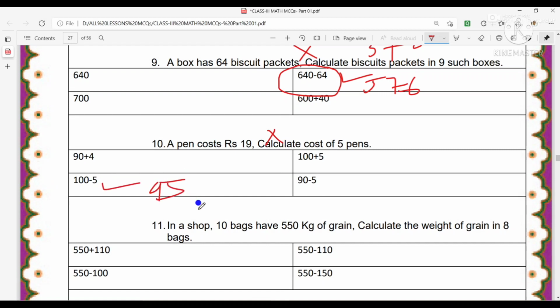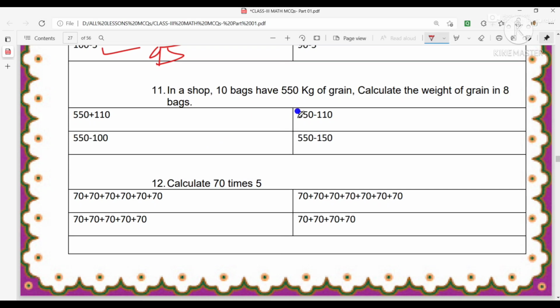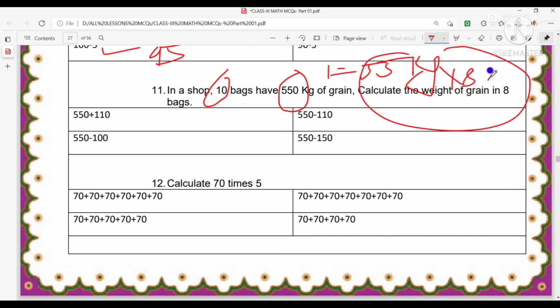Okay. Then in a shop 10 bags have 550 kg of grain. Calculate the weight of grain in 8 bags. Acha. 10 bags 550, that means one bag has 55 kg. That means in 8 bags 55 into 8, right? So 55 into 8 you will get in 8 bags. The answer will be 55 into 8 equal to, how much? 440, right?